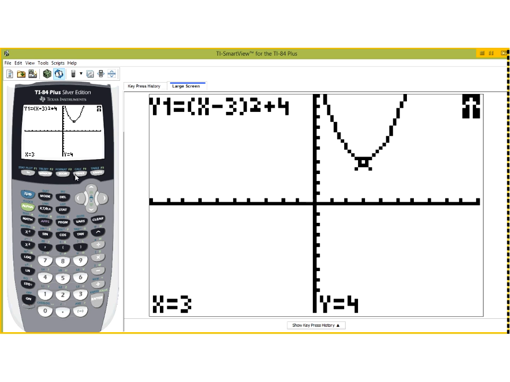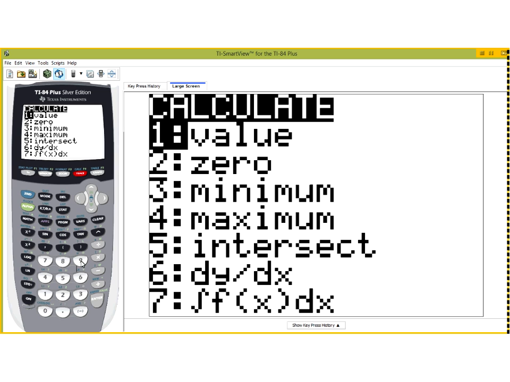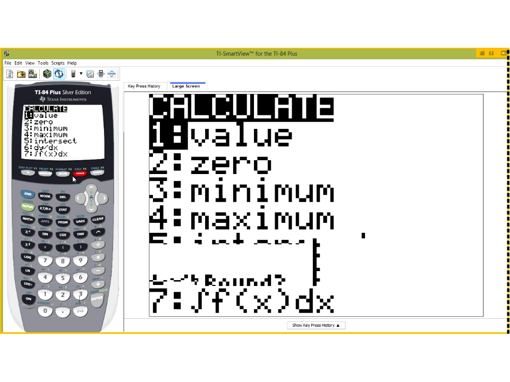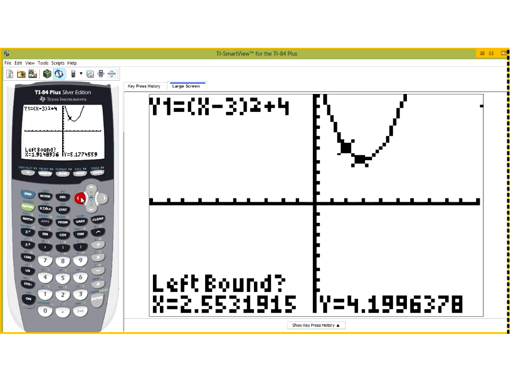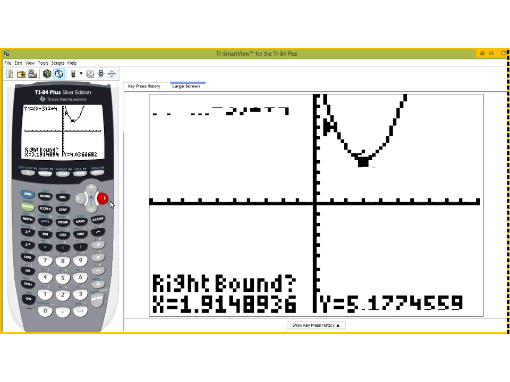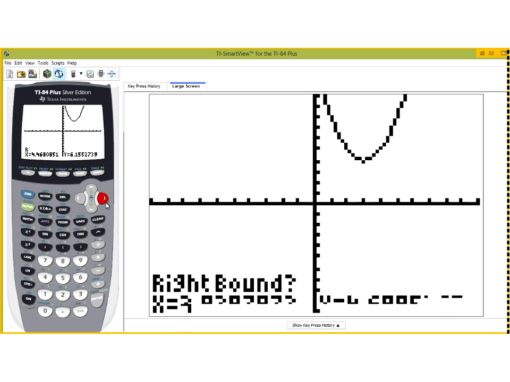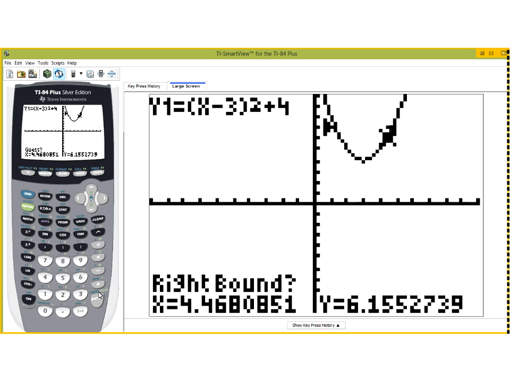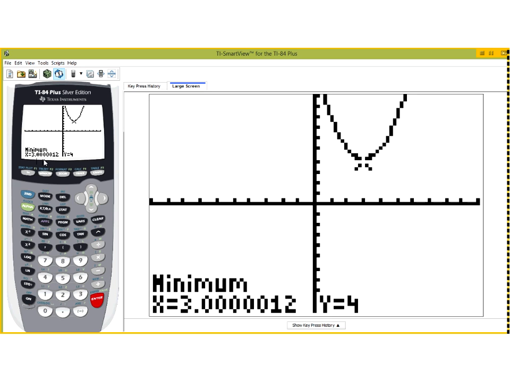But I can also use calculate. So I want to find the minimum. It asks for left bound. So I'm going to use my cursor and come over to the left. Whoa, that was too far. Come back. So to the left of the minimum, I press enter. Use the arrows to move to the right of the minimum. It asks for a guess. I just press enter. And there we get 3. This is rounding error from the calculator. So our solution, our vertex of (3, 4), is correct.